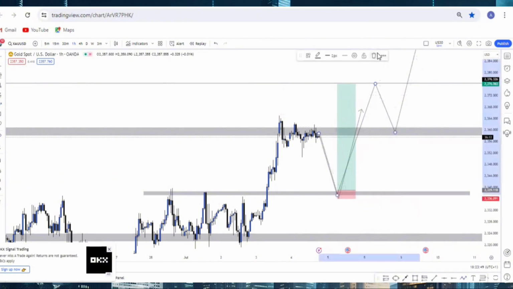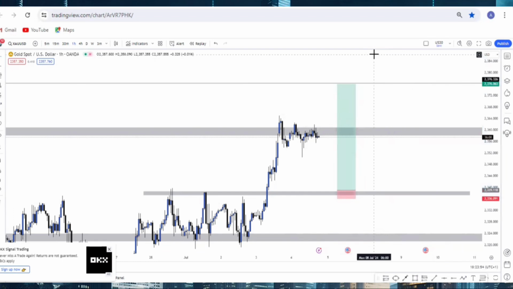So guys, this is the best way to do your top down analysis, and this is how we do top down analysis. So as a trader, you must understand how to do top down analysis, right?